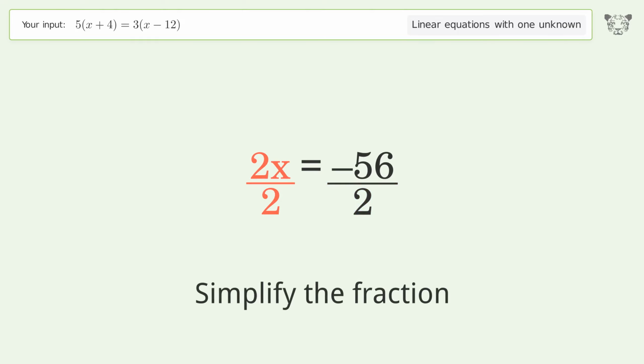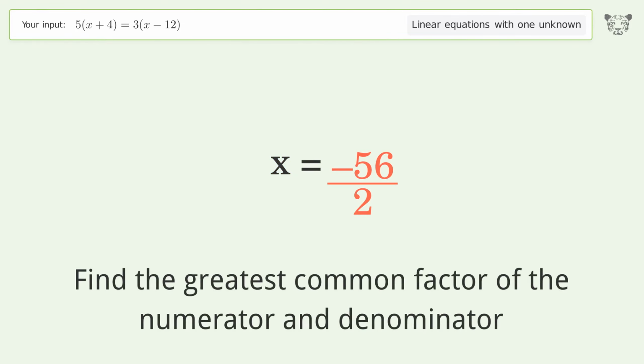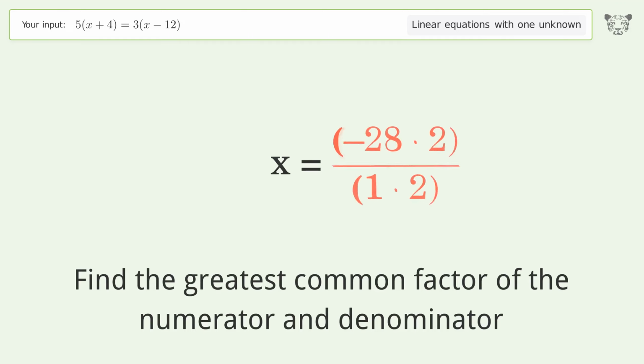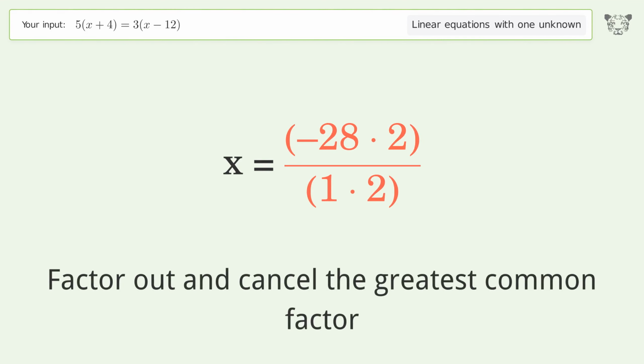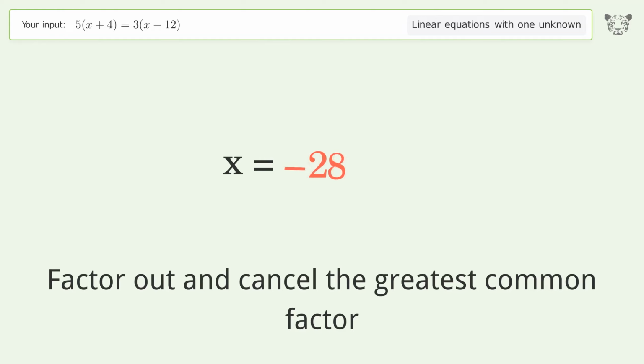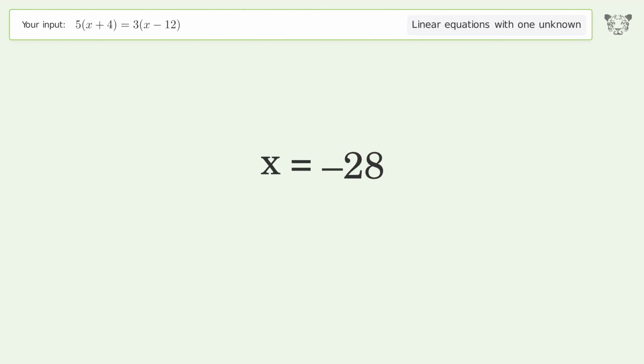Simplify the fraction. Find the greatest common factor of the numerator and denominator. Factor out and cancel the greatest common factor. And so the final result is x equals -28.